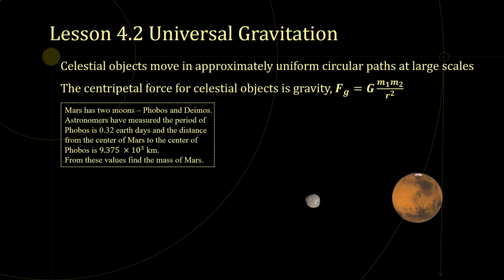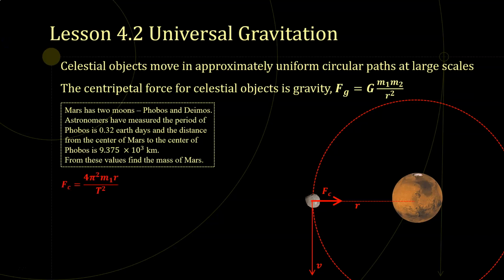Here's Mars, here's Phobos. Phobos is orbiting Mars at a certain radius. We can represent it like this. We also know that this is a centripetal motion problem. So we're going to have a tangential velocity. Notice that this is a tangent to the circle. And a centripetal force that's pulling Phobos toward Mars, but it's pulling perpendicular to the path of motion, and therefore Phobos is going to be moving in a circle around Mars.